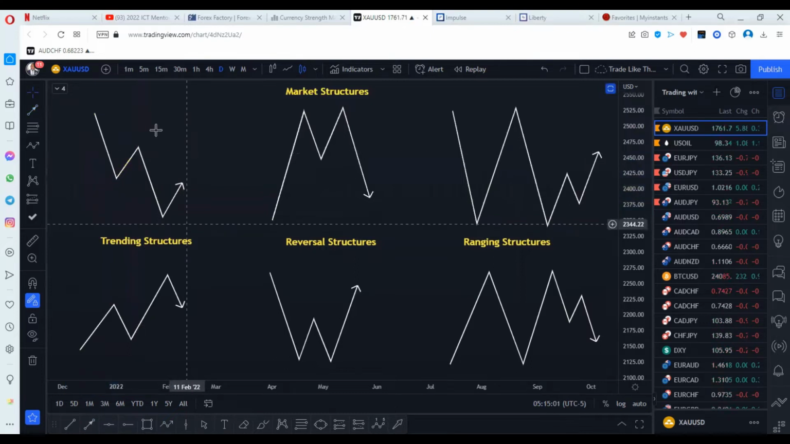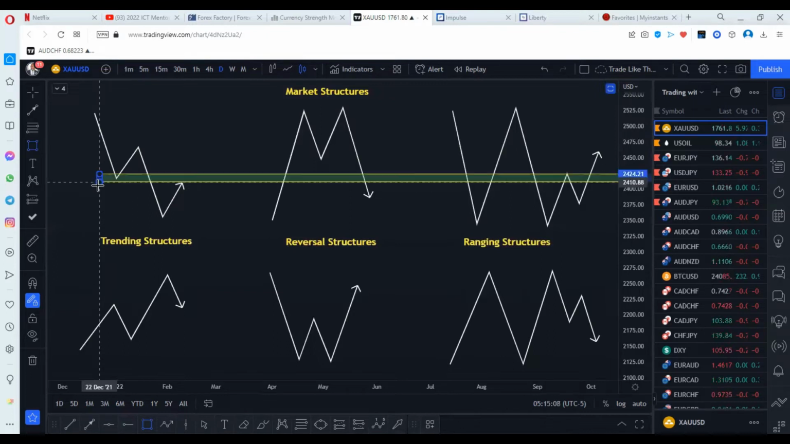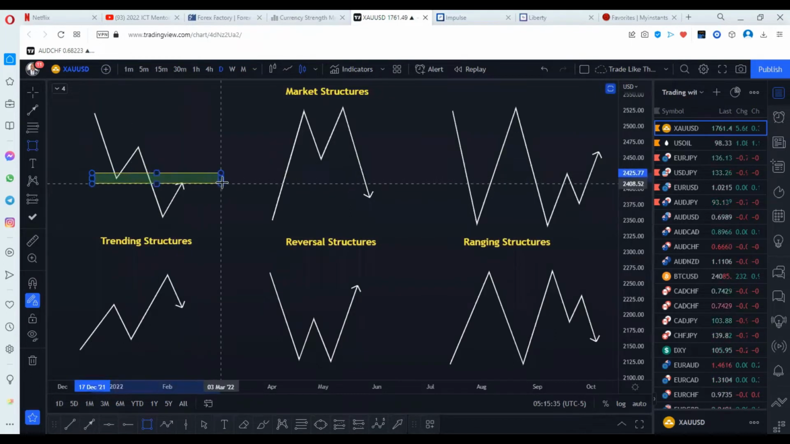Now, when I'm trading, I'll typically use a rectangular box to demonstrate where these key areas are. I'm not talking about an exact price. Right now it's at 2,425, this one right here, but I'm not talking about a price. I'm talking about an area. So 2425.77 and 2408.52 is the area, because sometimes price will come and move around in that zone.